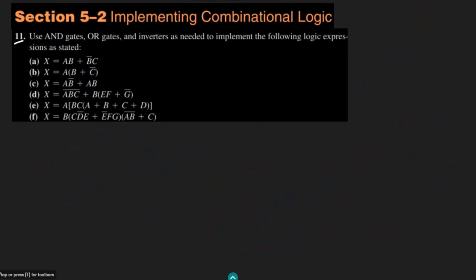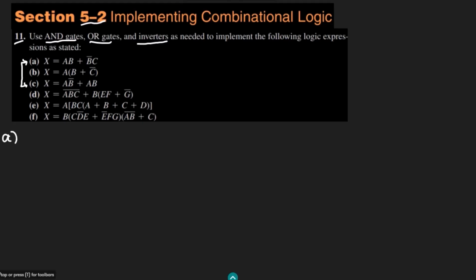Welcome back, guys. This is question 11 of section 5.2. Today again we are going to talk about the implementation of combinational logic circuits. In this question we are asked to use AND gates, OR gates, and inverters, or a combination of these 3 gates, as needed to implement the following logic expressions. Today we are going to talk about the first 3 parts, and in our next video we will talk about the remaining parts.